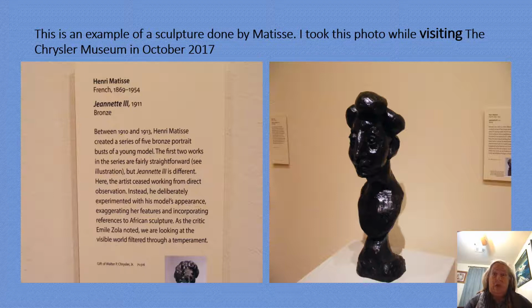This was an example of a sculpture that Matisse did. This was also in the Chrysler Museum. I took it when I visited, I don't remember exactly when, but it was in the middle of October. Very nice piece, but it's very abstracted. It's known as Jeanette 3. It was done in 1911.